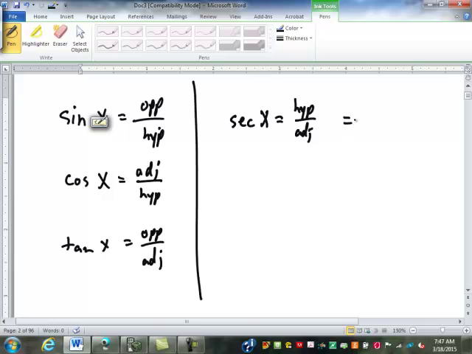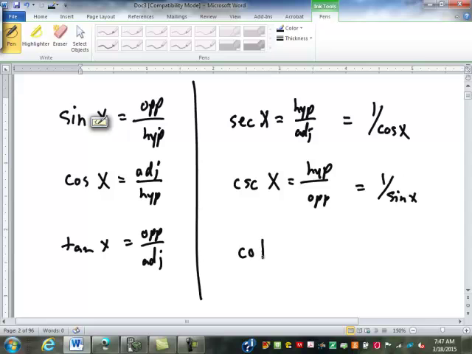Now I would add to that on the back of your chart. It's the reciprocal of cosine, 1 over cosine. Of course, the cosecant is the hypotenuse over the opposite. And again, I would add to your little table that is 1 over sine. And our cotangent is adjacent over opposite. I'd recommend you add to your little table, that's 1 over the tangent.